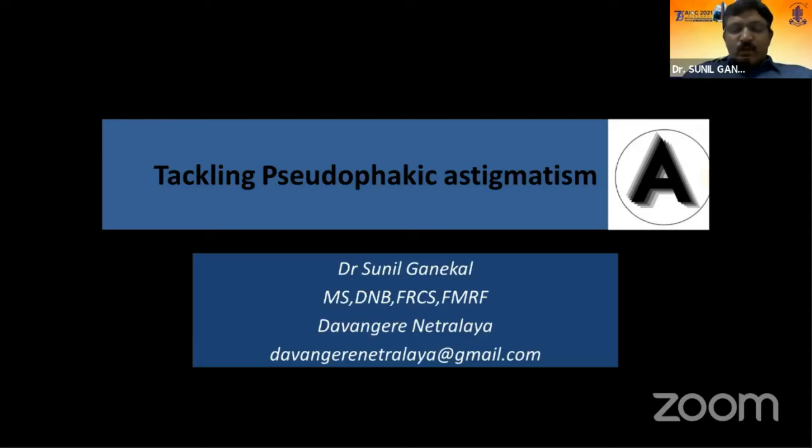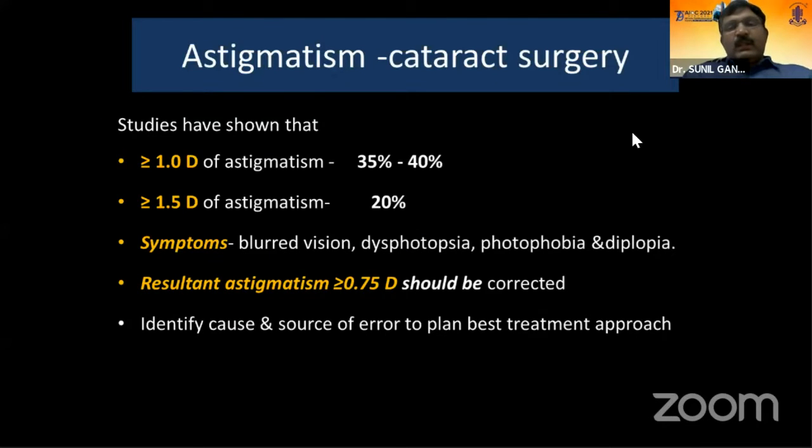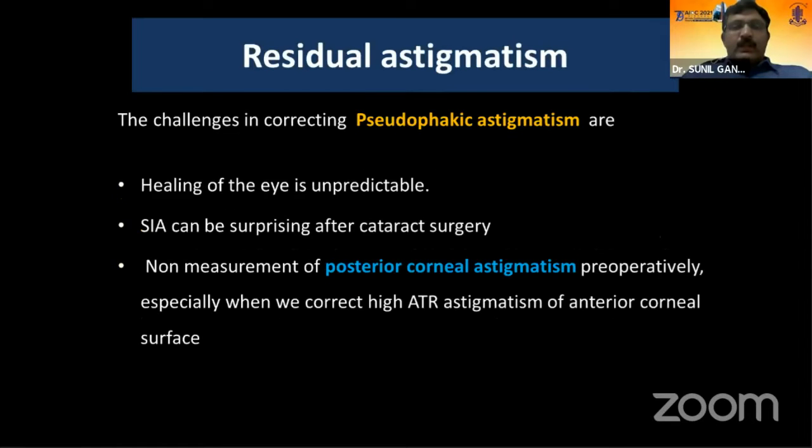Let's talk about pseudophakic astigmatism. Cataract surgery nowadays is becoming more of a refractive surgery. Studies have shown that approximately 35 to 40% of patients post cataract surgery tend to have a residual astigmatism of more than one diopter. If a patient is asymptomatic and has a residual refractive error equal to or more than 0.75 diopters, it is better to correct that residual astigmatism.